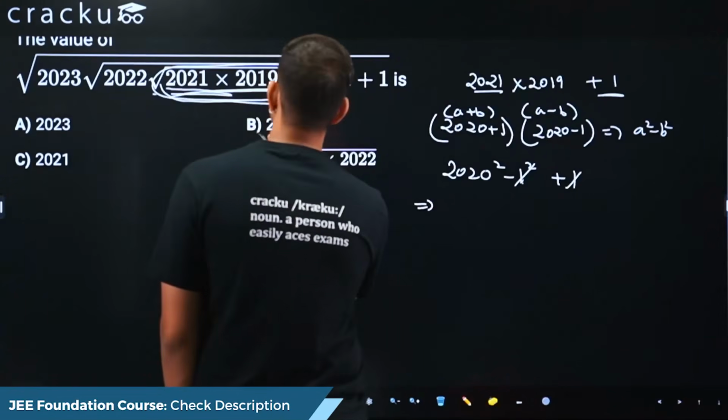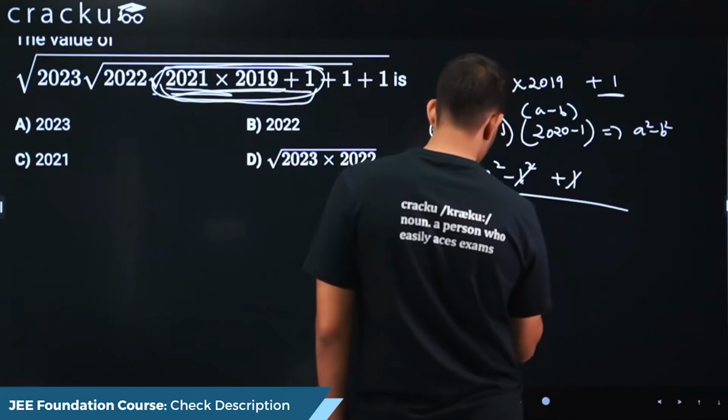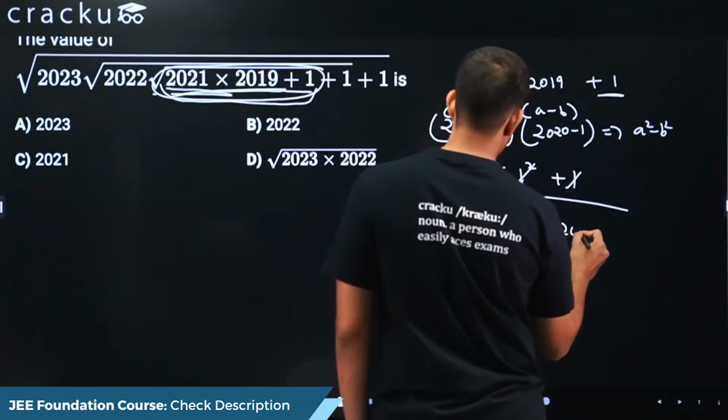Okay, then we have another term, that is root 2022 multiplied by this term, which is 2020 plus 1.